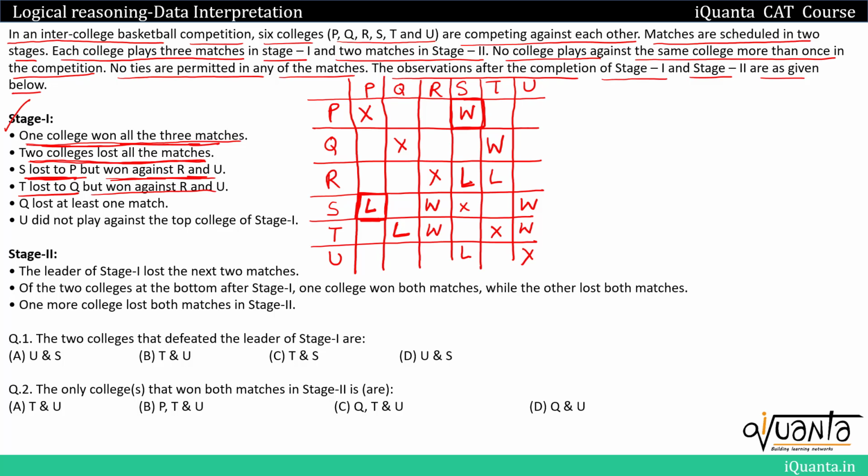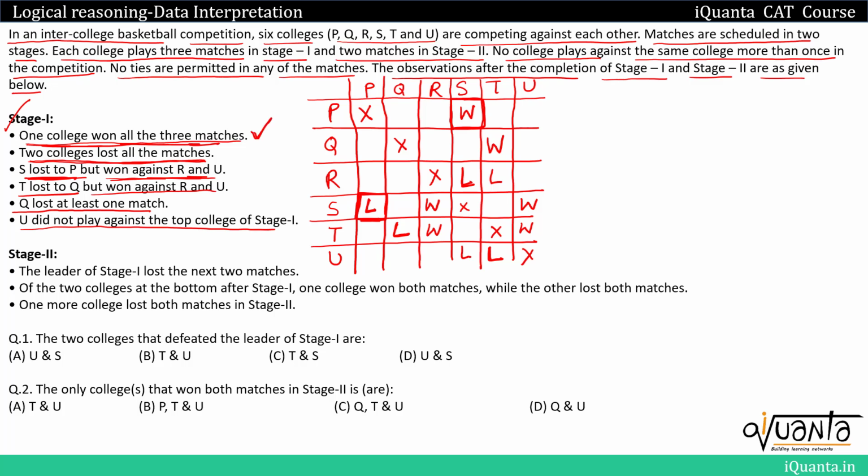Similarly, T won against U, so that means U against T will be a loss, so here we'll put a loss. Then after that we know that Q lost at least 1 match, and last is U did not play against the top college of stage 1.